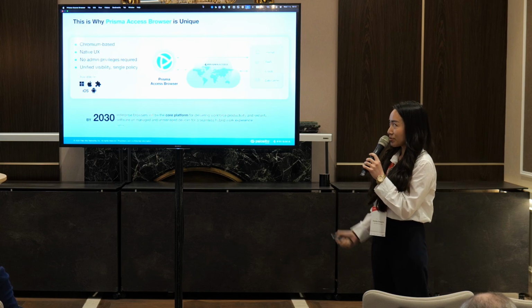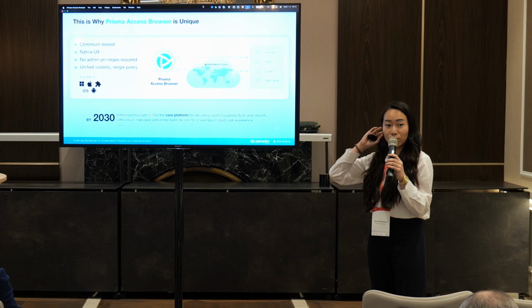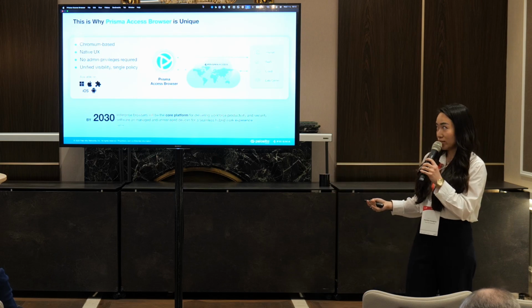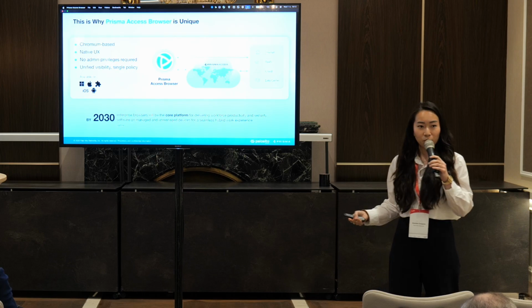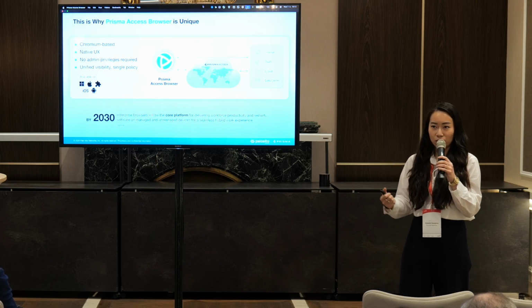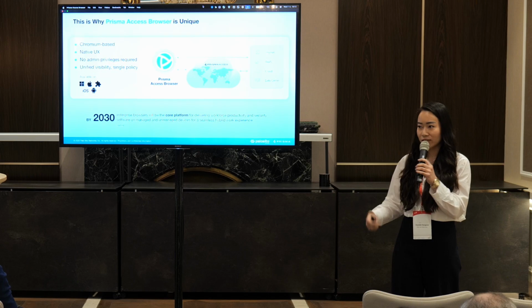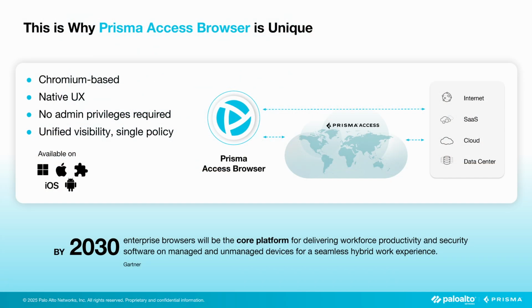It doesn't require admin privileges to be downloaded and installed. It's installed just like any other browser, just like you would install Chrome or Safari. You either go to the App Store, Google Store, or to our website, get.pabbrowser.com, and you just install it.